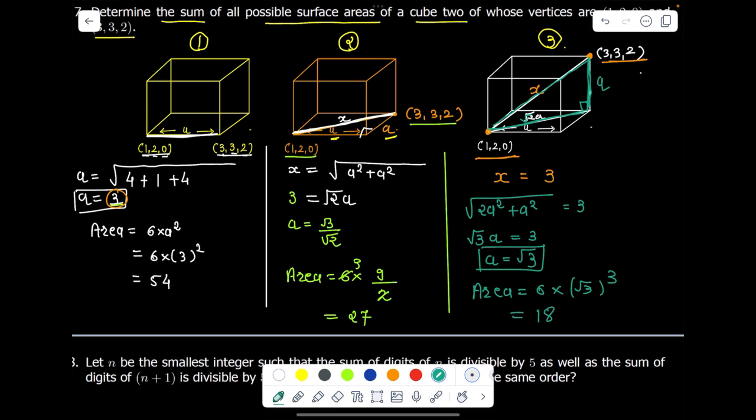So if you add all the areas, which is 54 plus 27 plus 18, what will I get? 54 plus 27 plus 18. So 4 plus 7 is 11, carry 1, 5 plus 2 is 7, plus 1 is 8, plus 1 is 9. So 99 square units is my answer. Let's solve the next question.